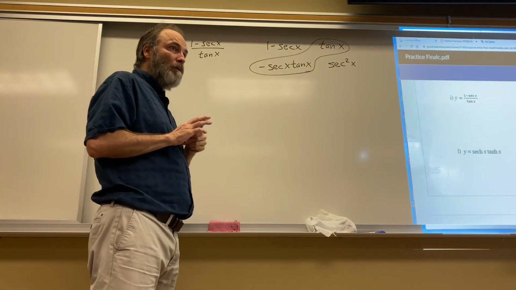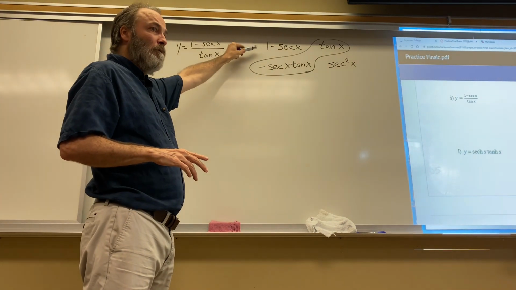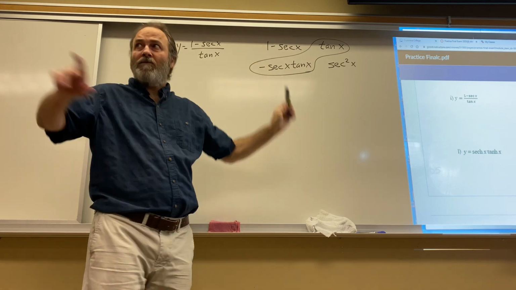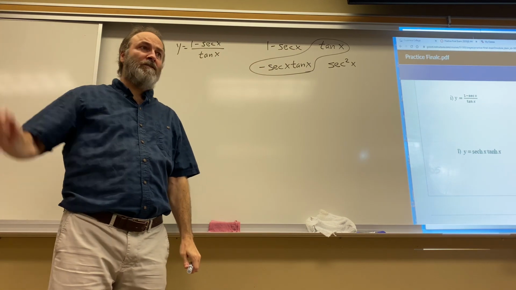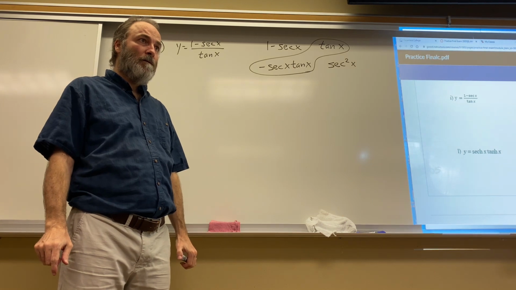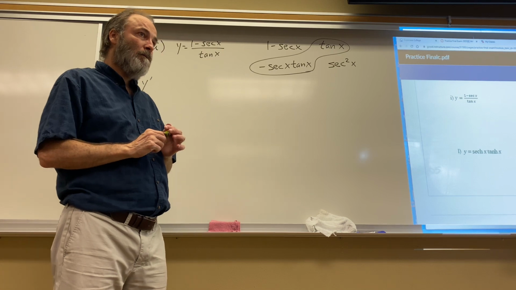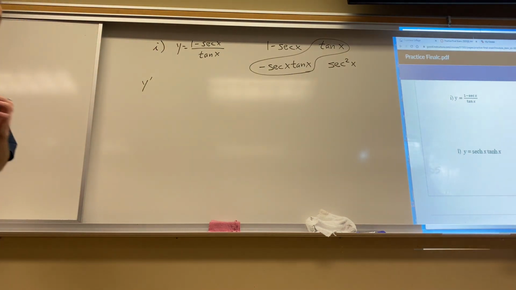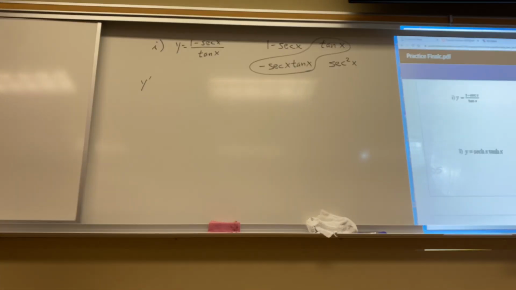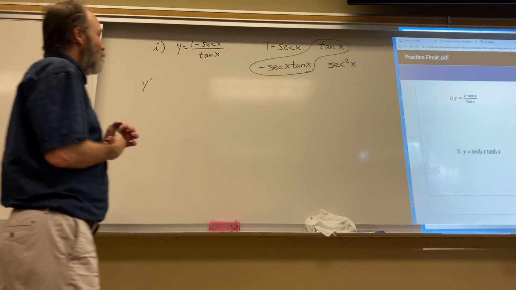How did we get the first derivative? Negative. Derivative of 1 is 0. Yes. Secant x derivative is secant x tangent x, and you just keep the negative. You have to have the negative. Oh, okay, I made a mistake. Thank you. Okay.